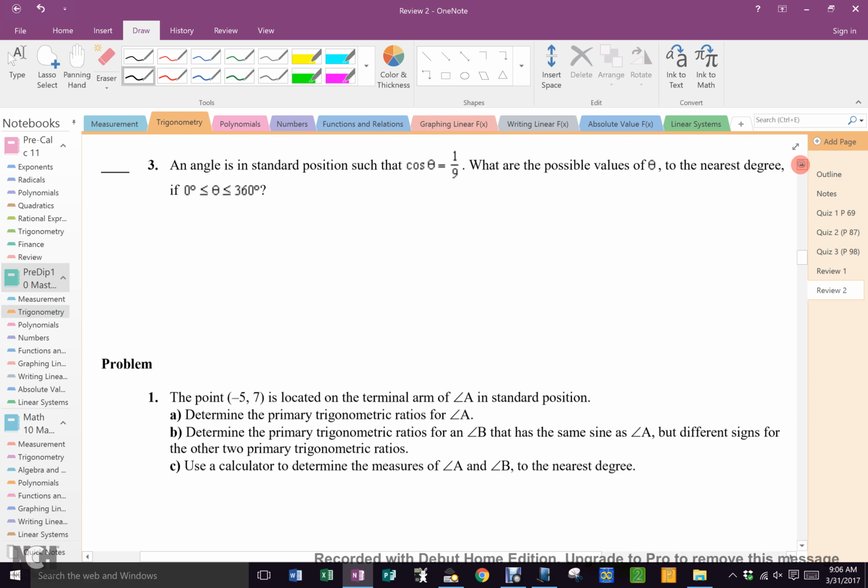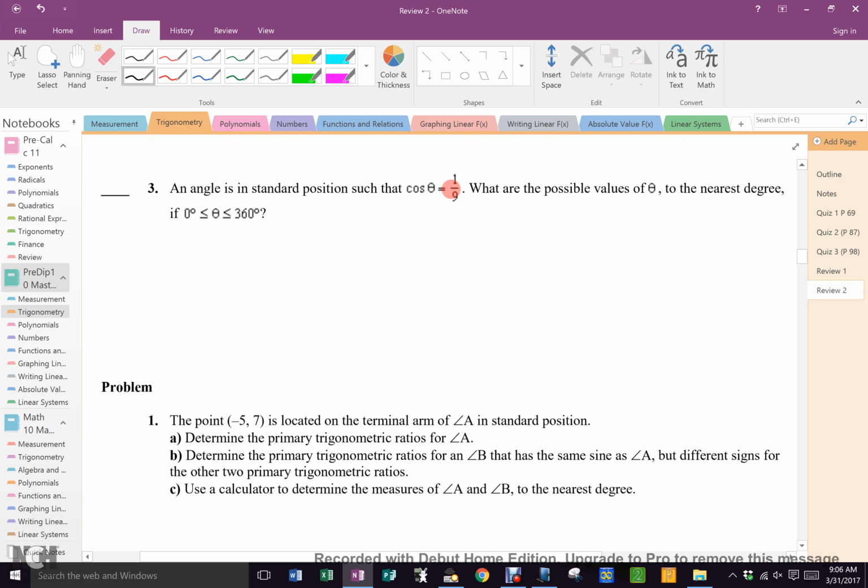An angle is in standard position with cos equal to 1/9. Is cos positive or negative? Positive. So it has to be in which quadrants? The first and the fourth. It has to be there. Adjacent over hypotenuse. Adjacent is 1, right? Then it goes up there or down there because the 9 is always positive.